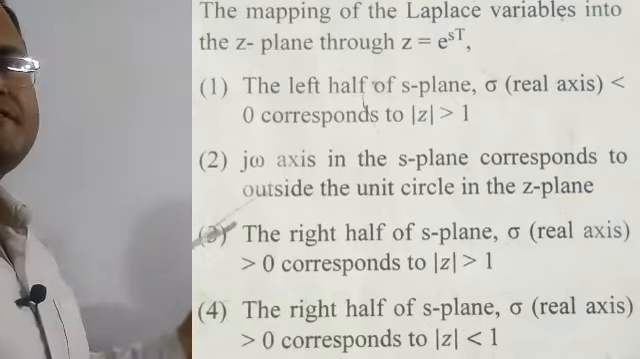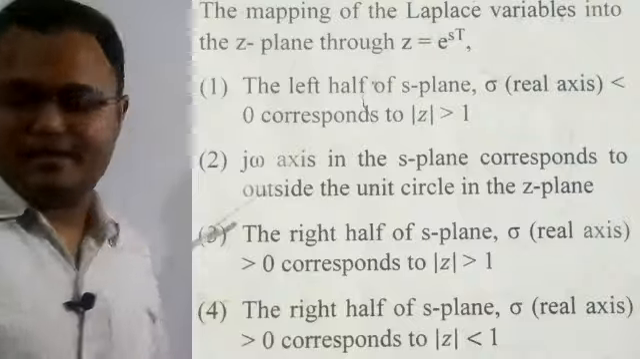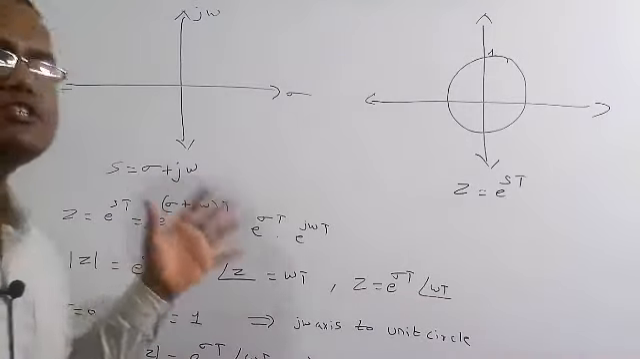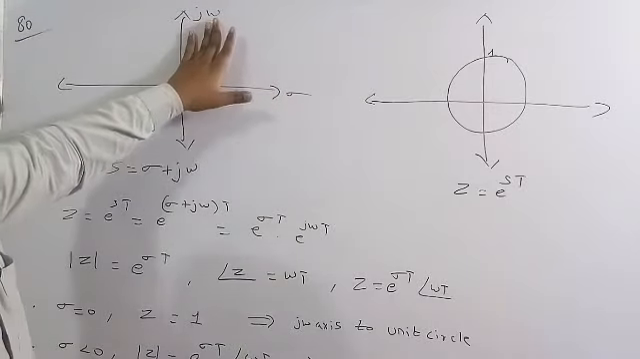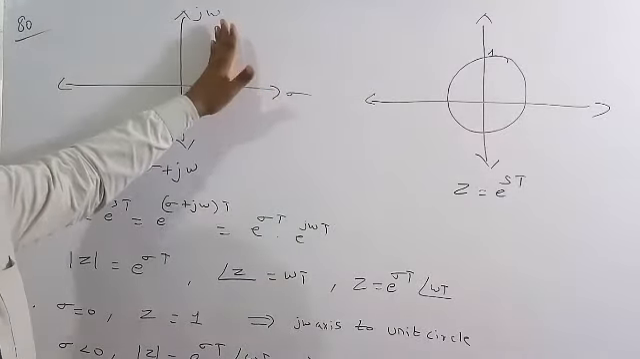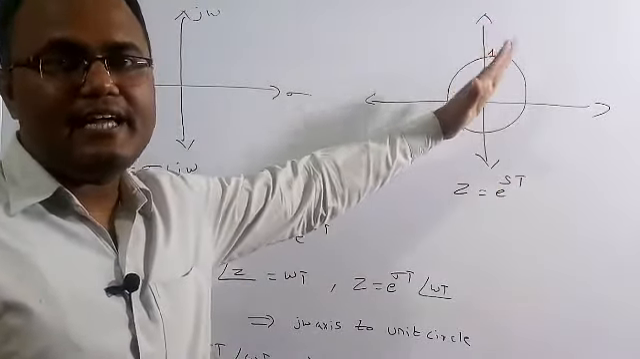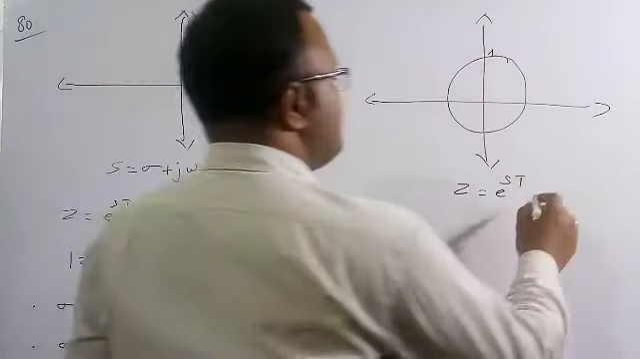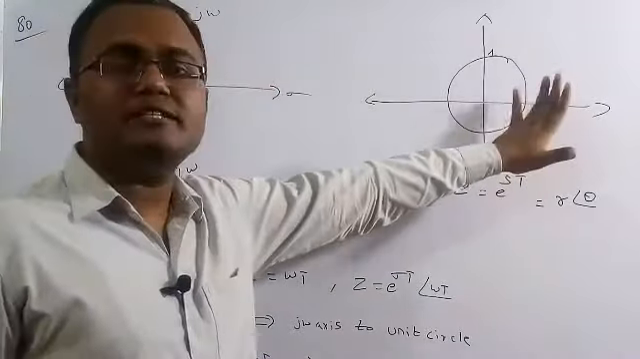Now we are going to explain in detail how to transform from the s plane to the z plane. The s plane is nothing but sigma and j omega, the real axis and the imaginary axis. But the z plane always has the angle and the radius, which means a polar plot, like r angle theta, where r is the radius and theta is the angle.